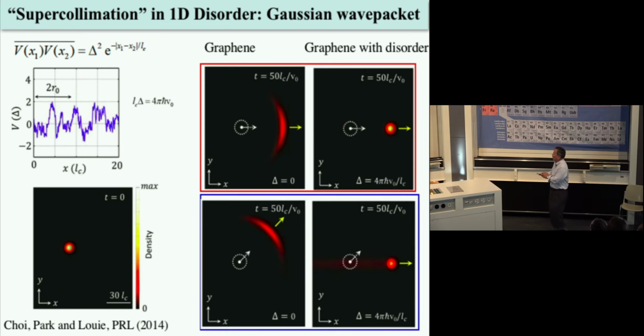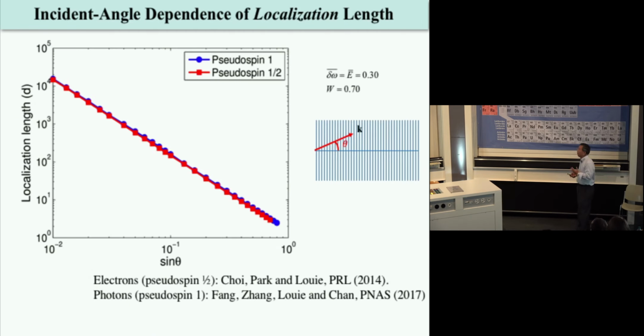And if you start a wave packet moving at an angle from the x direction, without disorder, it would just look exactly the same because graphene is isotropic. But in the presence of this fluctuating potential, the wave packet moves along the x direction and remains Gaussian. There's a bit of a tail back there, which you cannot see very well. So this is very counterintuitive. You would expect that with a disorder potential, things would spread. And the physics behind this is really Anderson localization.